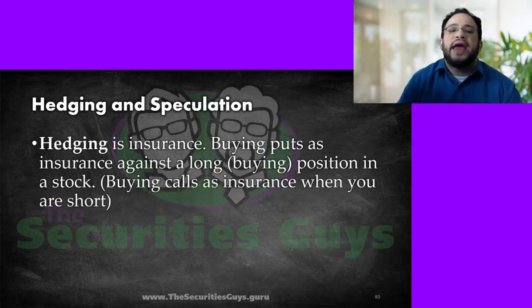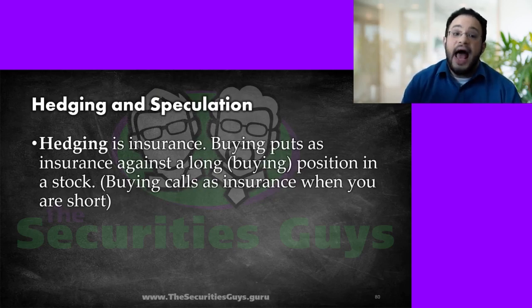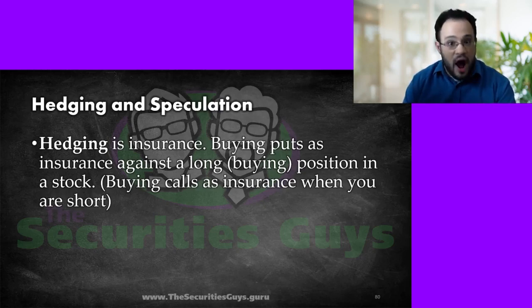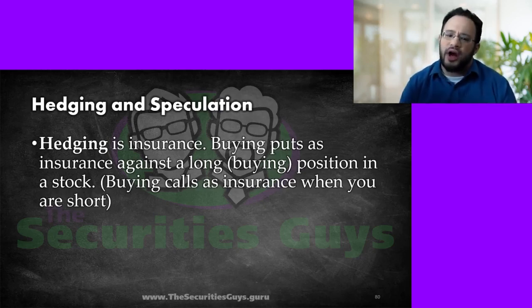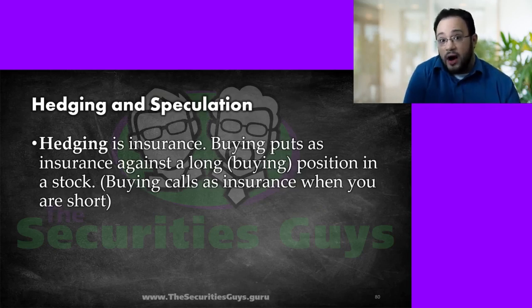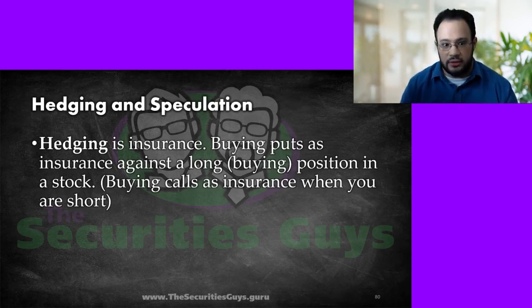Now, there are different ways of using options. You could use them for hedging or for speculating. Hedging is basically insurance, protecting, hedging oneself. Buying puts as insurance against a long buying position. I just bought 100 shares of IBM. What am I worried is going to happen? That I made a mistake because IBM goes down. So what if I also bought 100 puts? Well, if the market goes down, the puts pay off. If the market goes up, the stock pays off. So I'm protected if the market goes down.